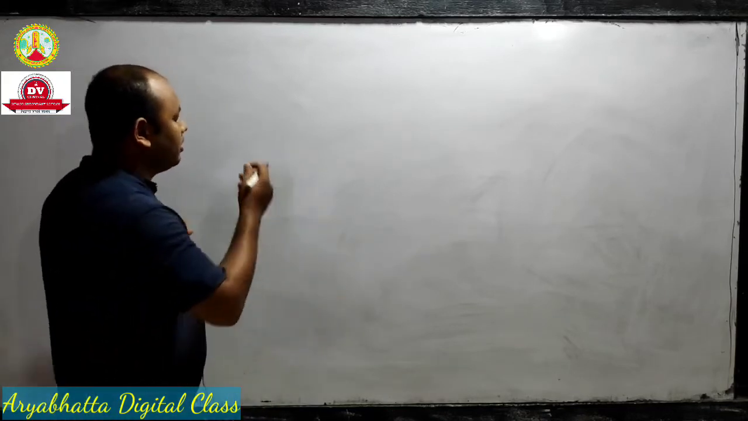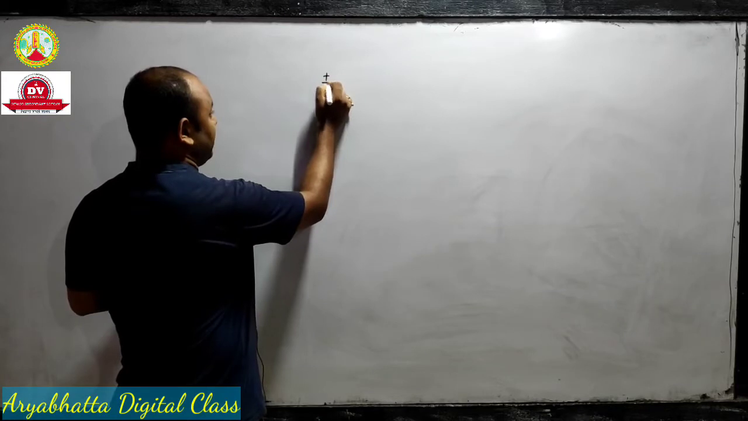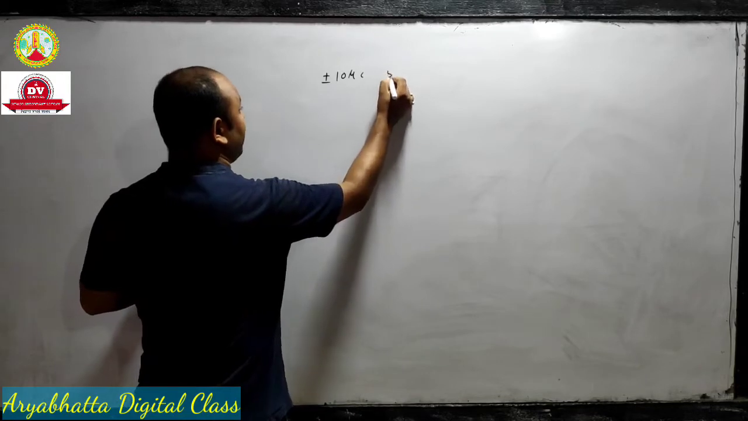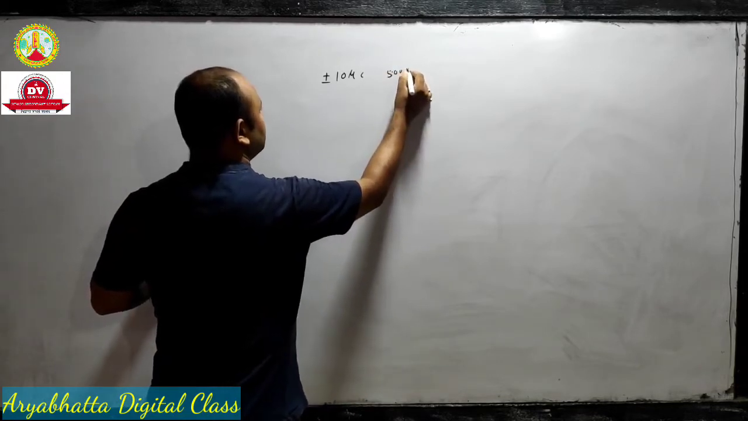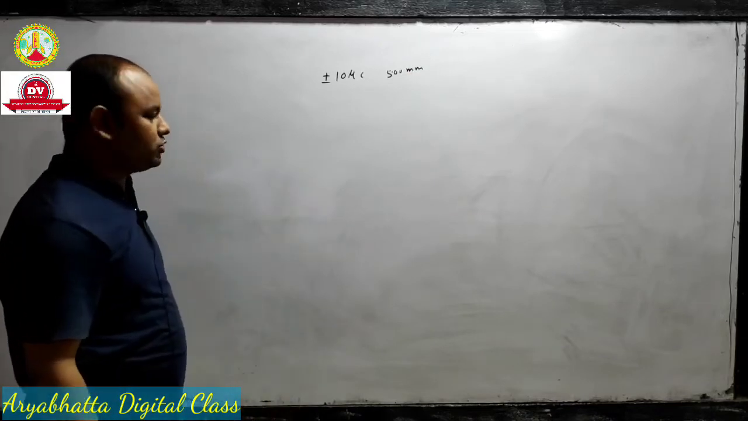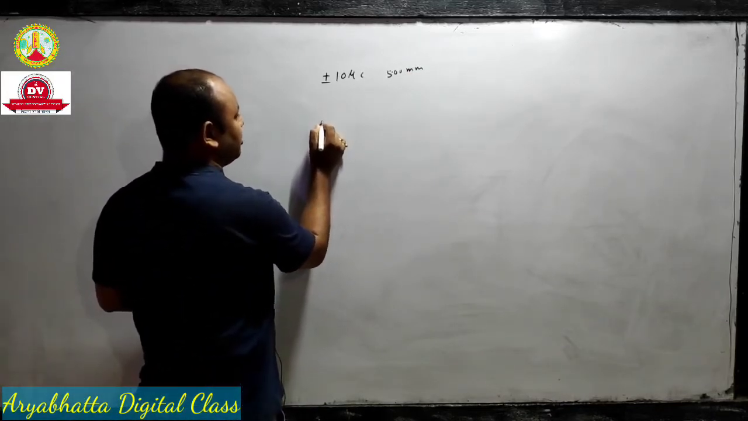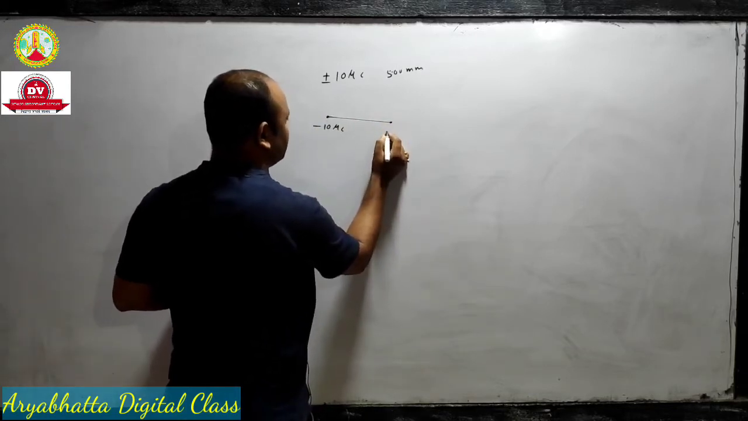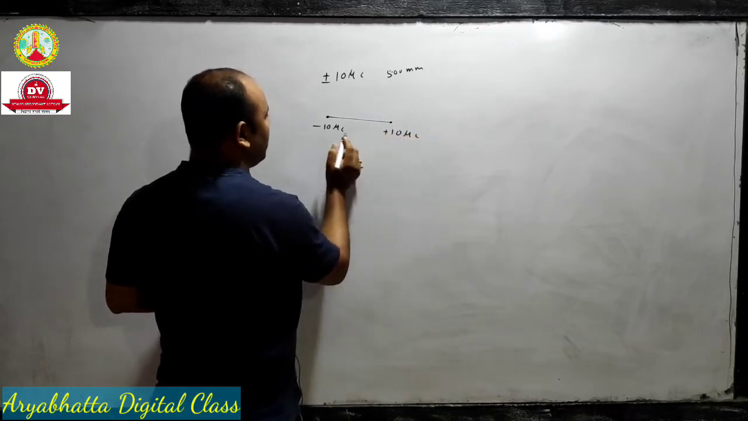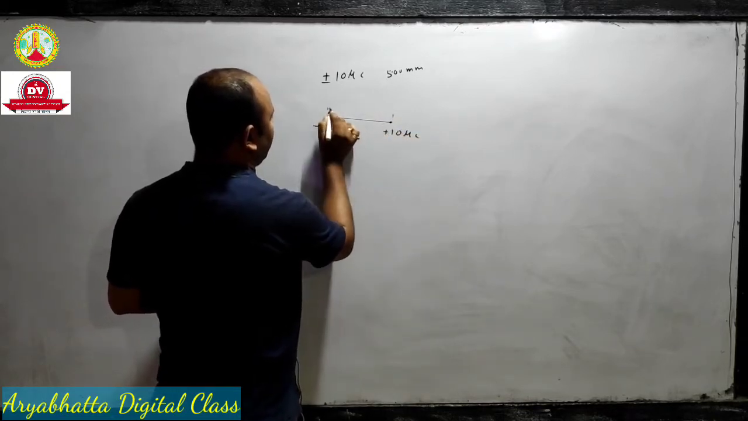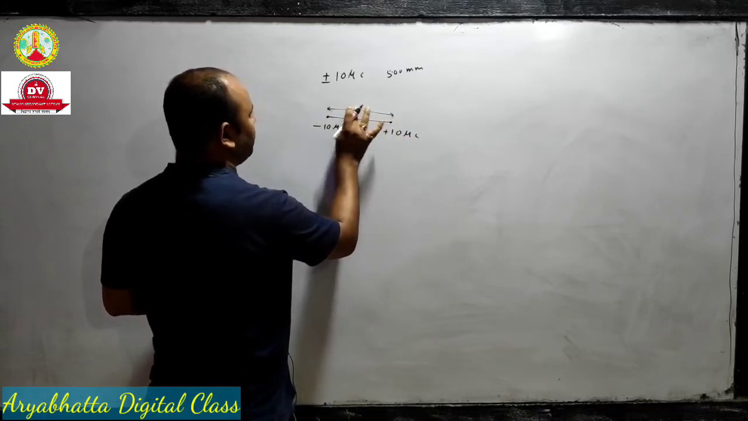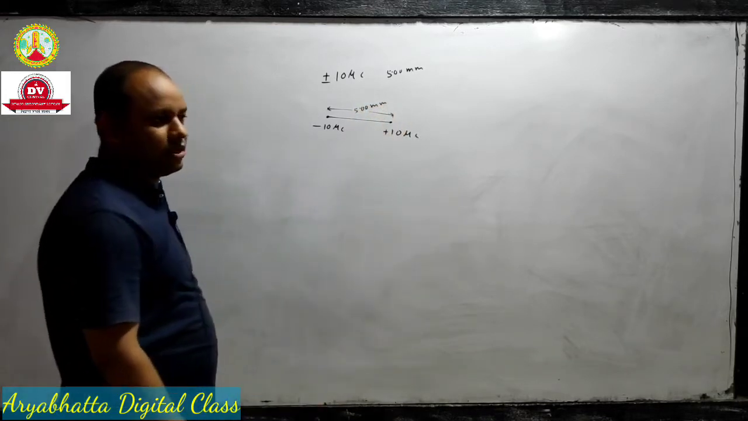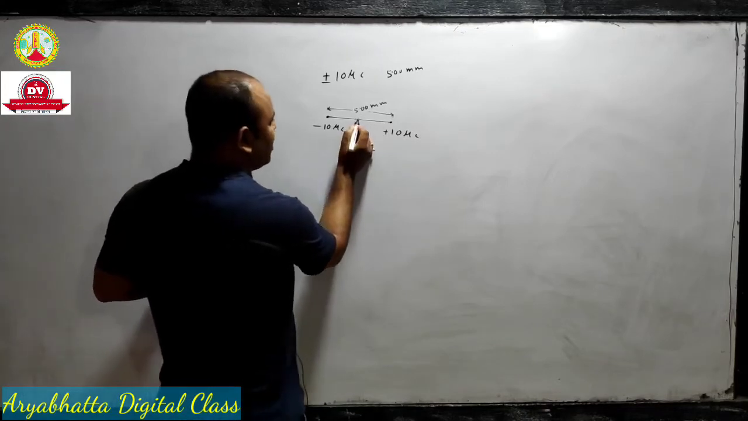Suppose we have an electric dipole of charges plus minus 10 microcoulomb and their separation is 5.00 millimeter. Okay, that means we have an electric dipole. Suppose this is the negative charge, minus 10 microcoulomb, and this is another charge of plus 10 microcoulomb, and they are separated by a distance of 5.00 millimeter. Okay, so O is the center of this electric dipole.